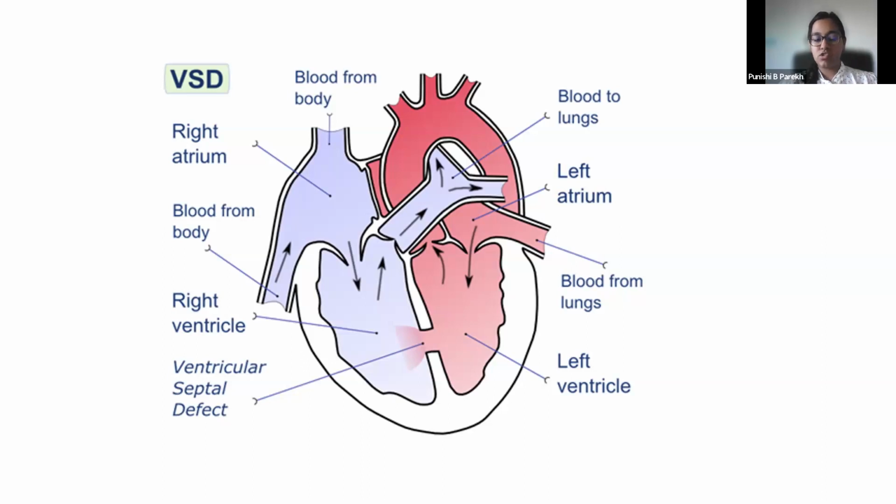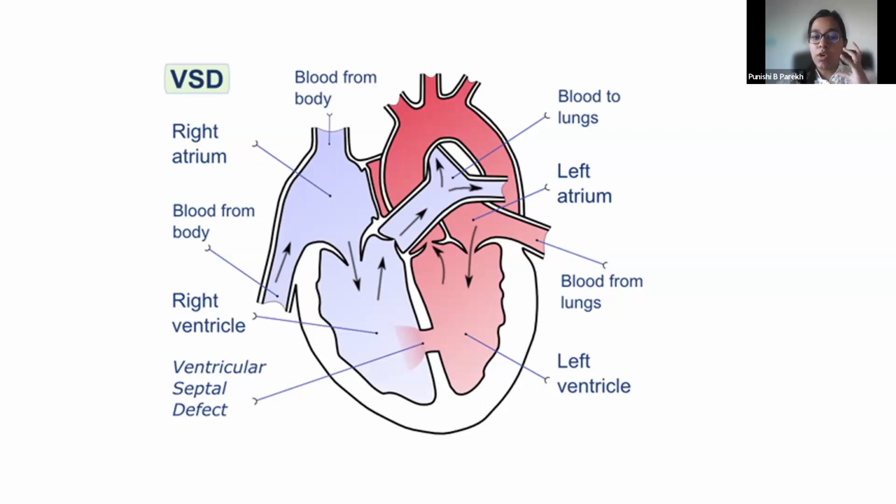Now, carefully pay attention here. You have your X amount of blood coming as a venous return into the right side of the body. So it enters the right atrium, it enters the right ventricle, and it's supposed to exit via the pulmonary arteries. But what happens here is because you have a ventricular septal defect, there is a communication between the two ventricles.